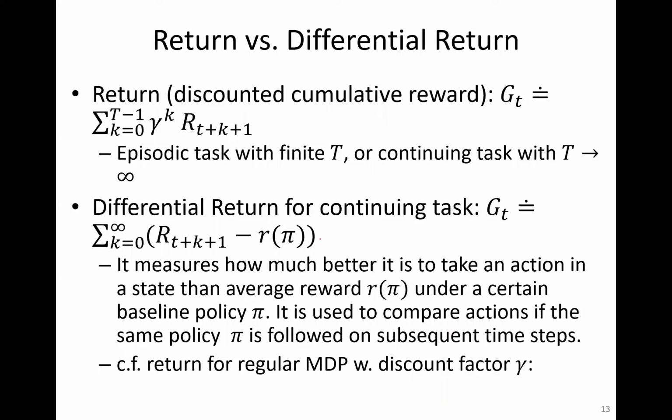So the differential return is the sum over all the rewards, at every step, of the reward minus the average reward. It measures how much better it is to take an action in a state than the average reward under a certain baseline policy pi. It's used to compare actions if the same policy pi is followed on subsequent time steps. So compare this with the regular MDP with a discount factor gamma on the top.